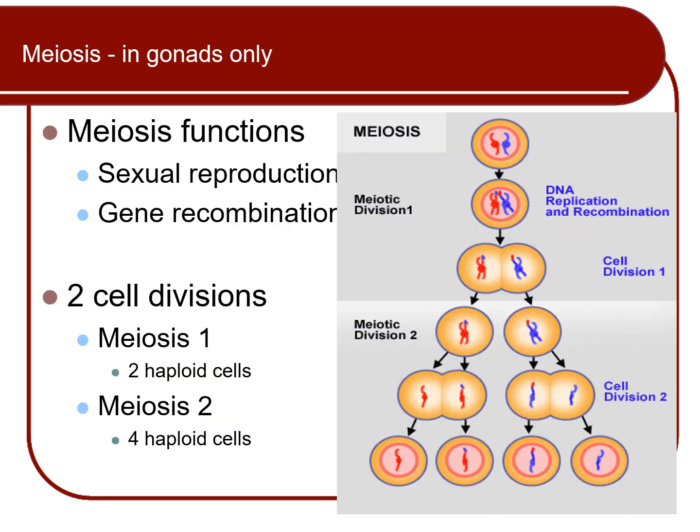Okay, so once again, meiosis only occurs in reproductive organs, which in humans are the testes and the ovary. They only are used for making sperm and egg cells for sexual reproduction.